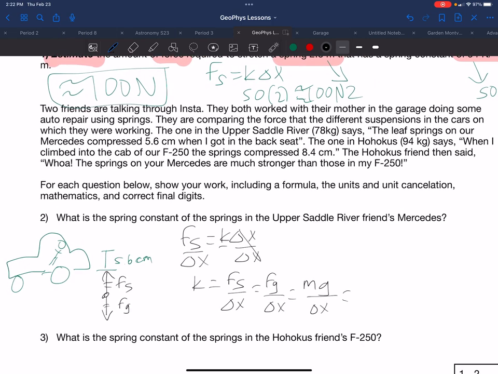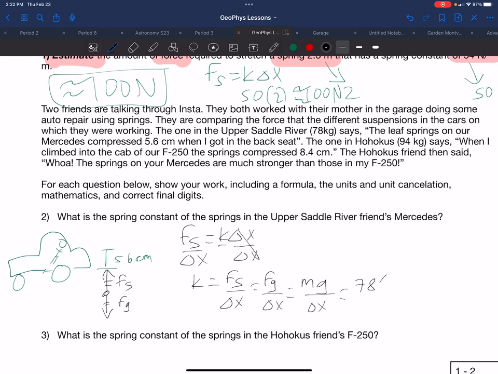And what we just said was the force of the spring is equal to the force of gravity over delta X. Well, the force of gravity is mass times the gravitational field strength. So for the person in Upper Saddle River, they are 78 kilograms, 9.80665 gravitational field strength, and the displacement is 5.6 centimeters. We do the math on that. We get 136.59.